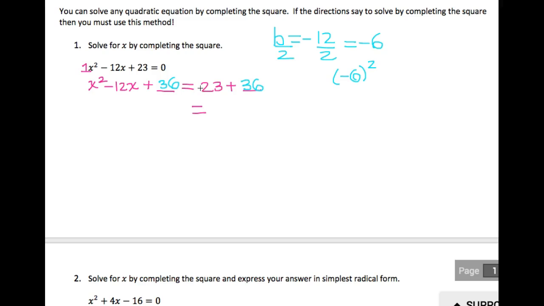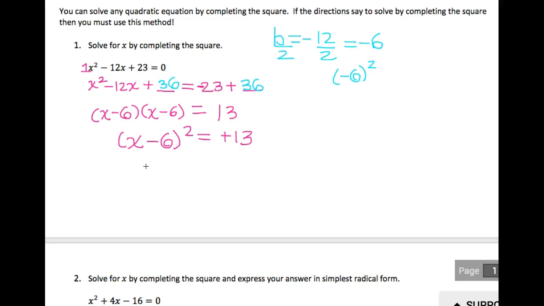And I think I made a silly mistake. That should have been a negative 23. Okay, better. So we're going to add our negative 23 and our 36, and we're going to get 13. And then here, my left-hand side, there's my perfect square trinomial. Watch, stuff that adds to negative 12 but multiplies to 36. That's going to be a negative 6 and a negative 6, but let's get fancy and write it as x minus 6 squared equals, oh sorry, that was now positive 13.